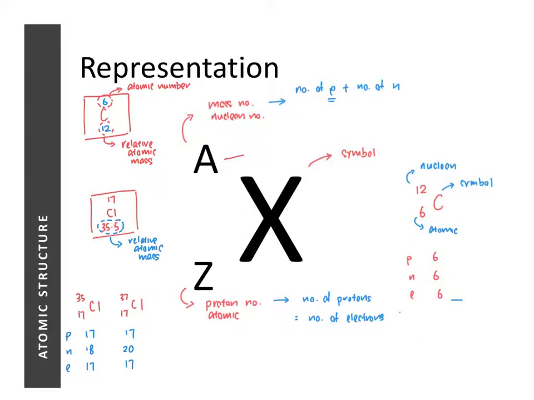Okay, so if you analyze these two types of chlorine atoms, what is apparent is that they have the same number of protons but they have different numbers of neutrons, and atoms of the same element with the same number of protons but different numbers of neutrons are given a special name. Alright, what is the special name? We call them isotopes.